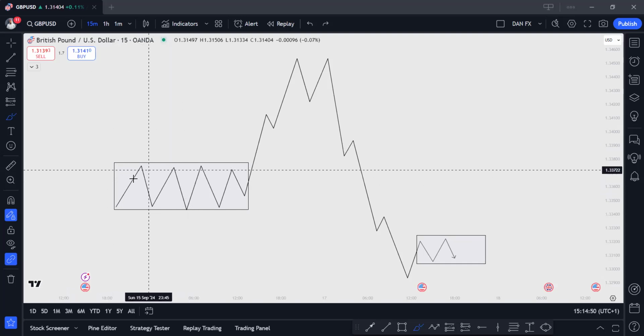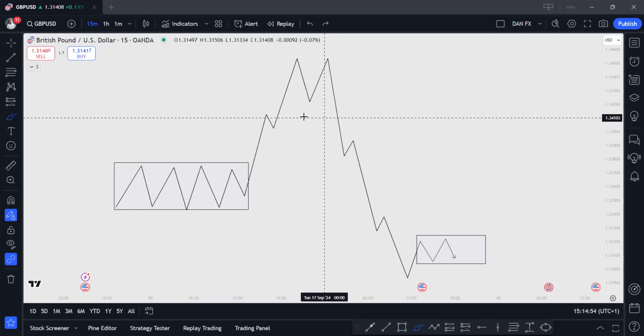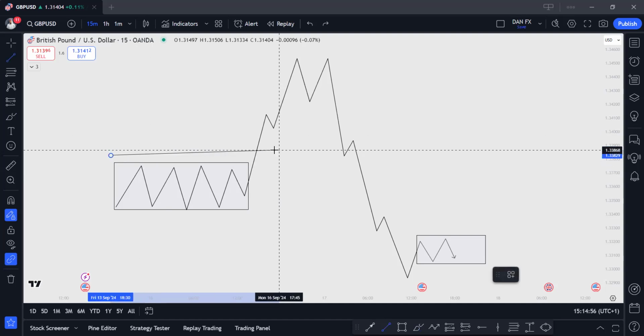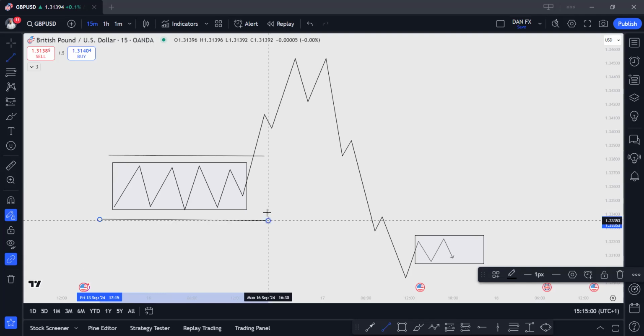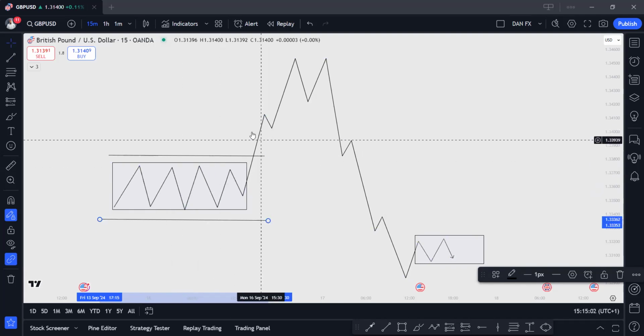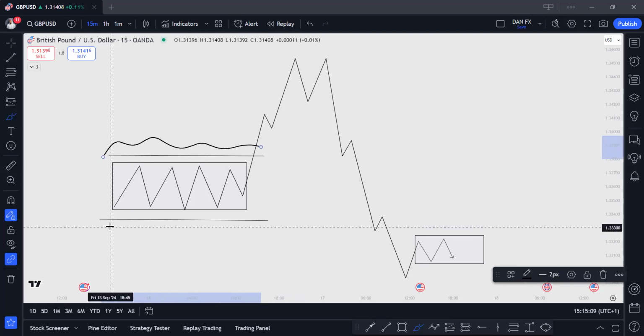So what happens is price consolidates and price is going to break out of this consolidation. The reason why it breaks out is because there's liquidity above and below this area. Now, after the consolidation, market makers have to make their move, and in order for them to make their move, they have to take out liquidity. Now, liquidity is going to be located above this box and below this box.